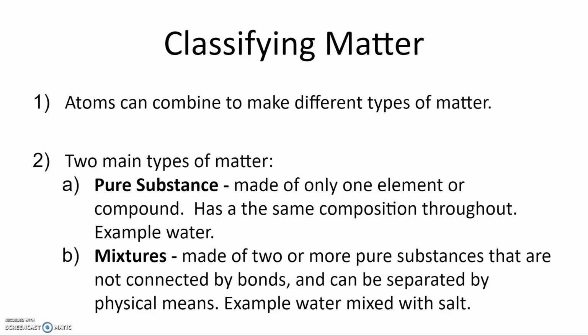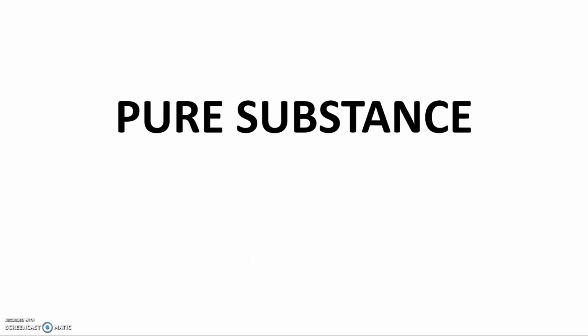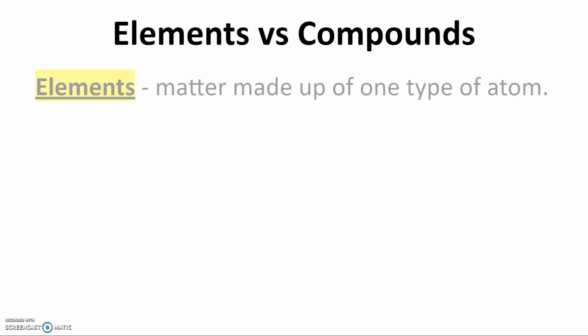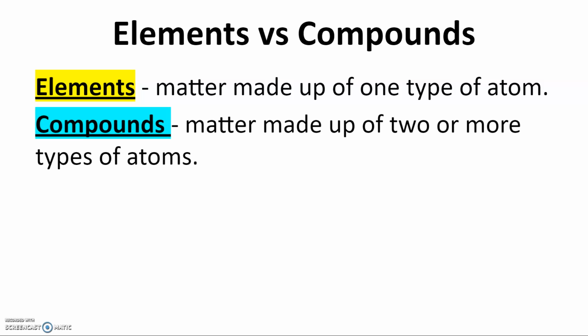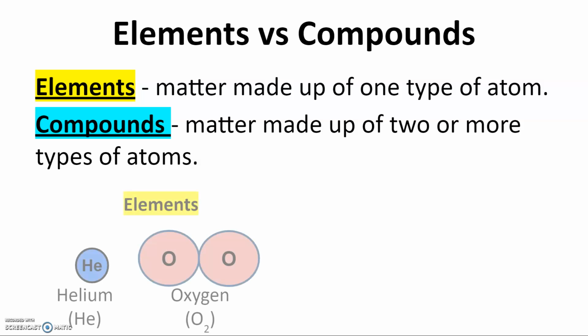A mixture, on the other hand, is made up of two or more pure substances that are not connected by bonds, and they can be separated by physical means, and we'll look at some examples of that. An example of a mixture would be if you mix water and salt together, so that it has two pure substances, water and salt. So first, let's take a look at pure substances. There are two types of pure substances, elements and compounds. An element is a pure substance made up of only one type of atom. Compounds, on the other hand, are pure substances made up of two or more types of atoms.